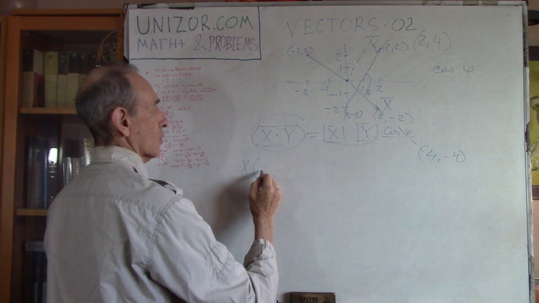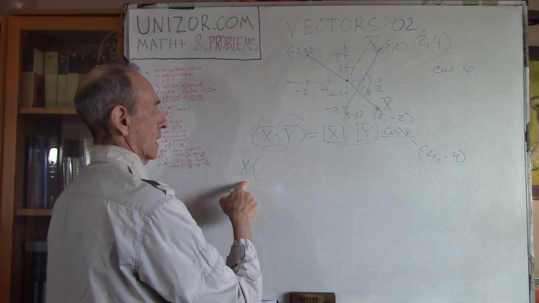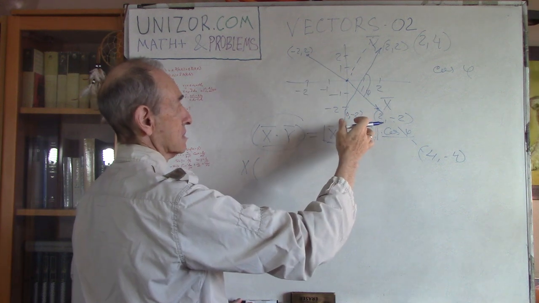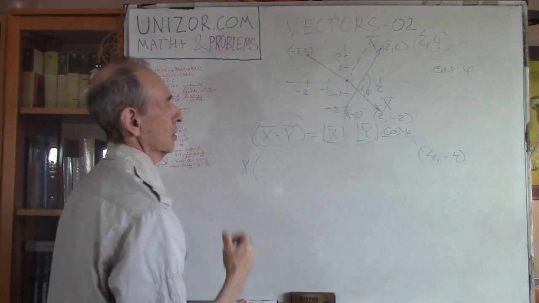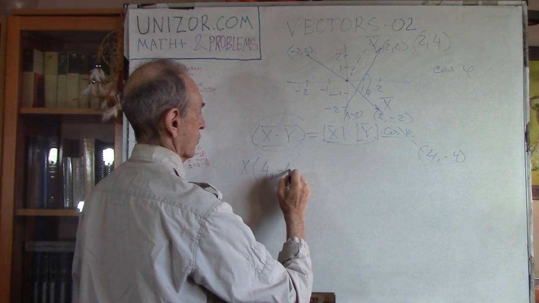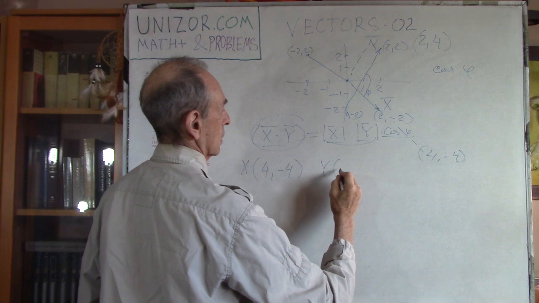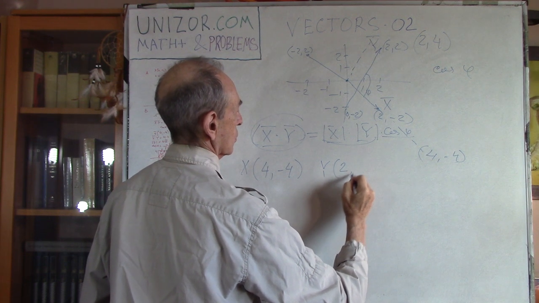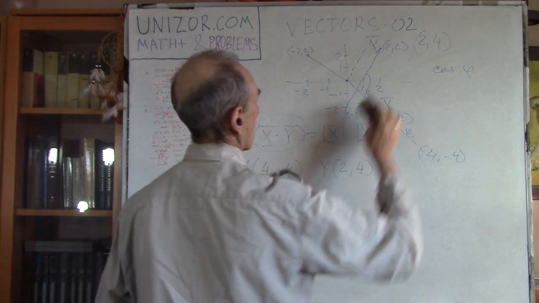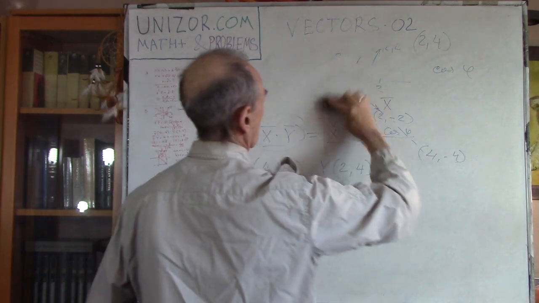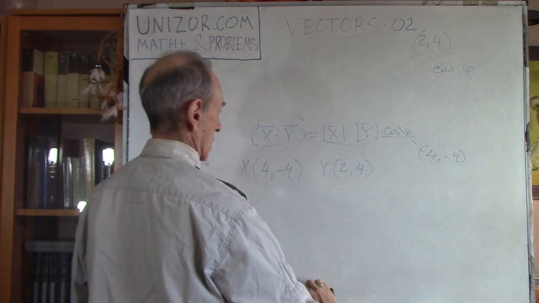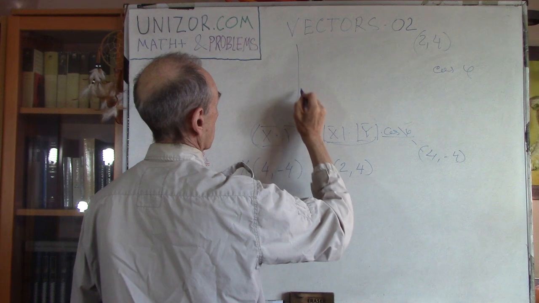So vector x has coordinates... I'll still use the letter x, because you see, a vector is just the length and direction, so it doesn't really matter where it starts. If it starts from zero, it would be easier for me to manipulate with an angle. So x would be 4, minus 4. And y would be 2, 4. So let me change the picture.